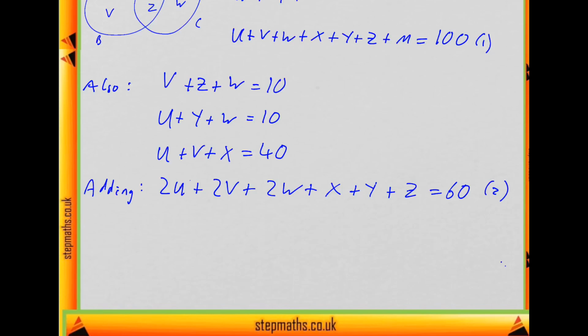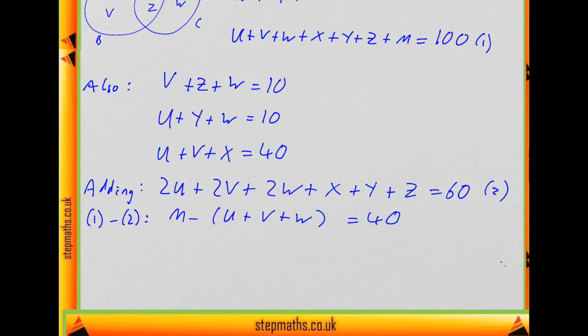So now what do I want to do? Well, the obvious thing to do is to take this away from that, because at least that will eliminate 3 of the letters. So let's do that, and I get M from here, and then we've got U, V and W, and then 2 of each of them here, so we get M minus U, V and W equals 100 minus 60 is 40.